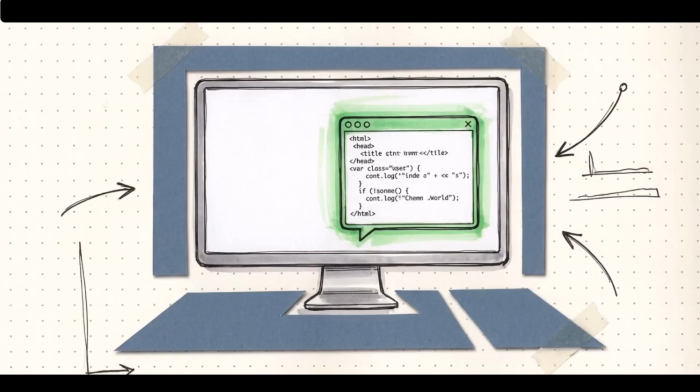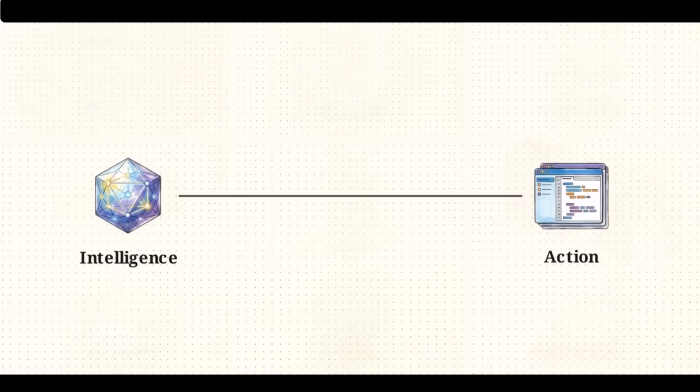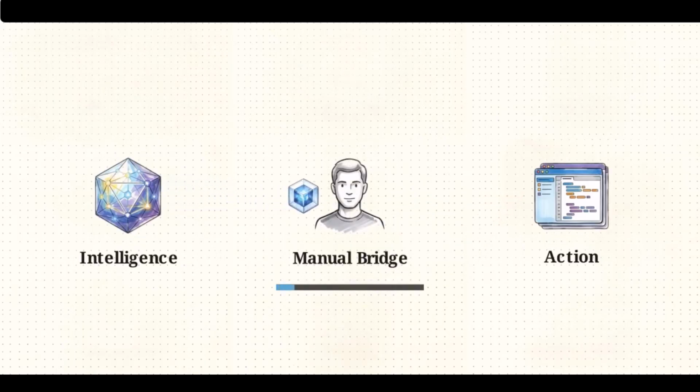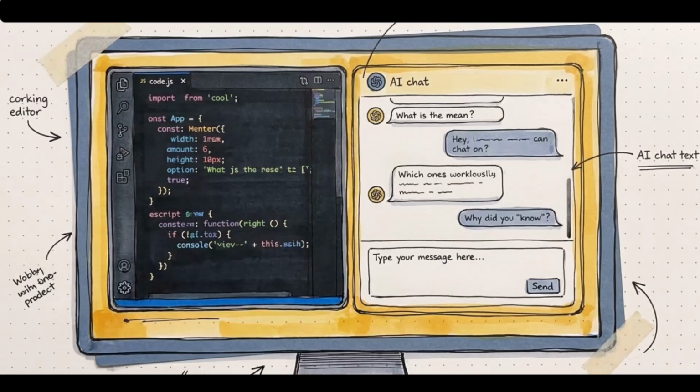But these early tools had a significant limitation. They were restricted to text. Because the AI existed only in a chat window, it couldn't run its code or debug a crash. This created a bottleneck. The user acted as a manual bridge, copying code, pasting it into a development environment, and translating failures back to the AI. Today, that loop is closing.